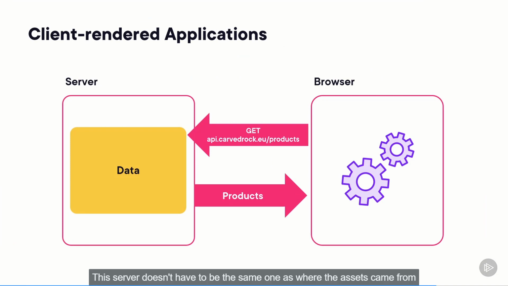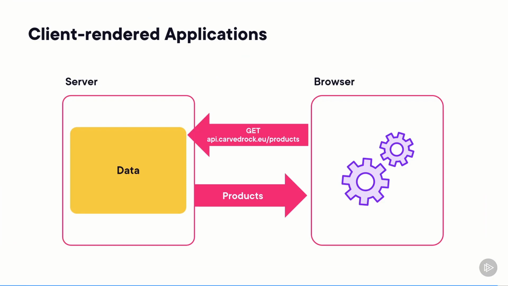This server doesn't have to be the same one as where the assets came from, as long as it runs a backend application called an API. The demo application in this module doesn't use APIs yet, just the in-memory data we saw before, but that will change in the next module. We're exploring Blazor WebAssembly next.